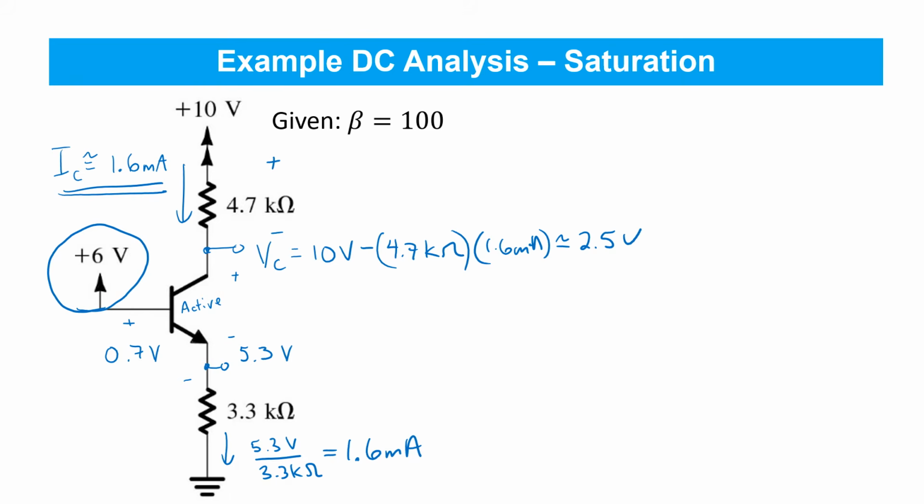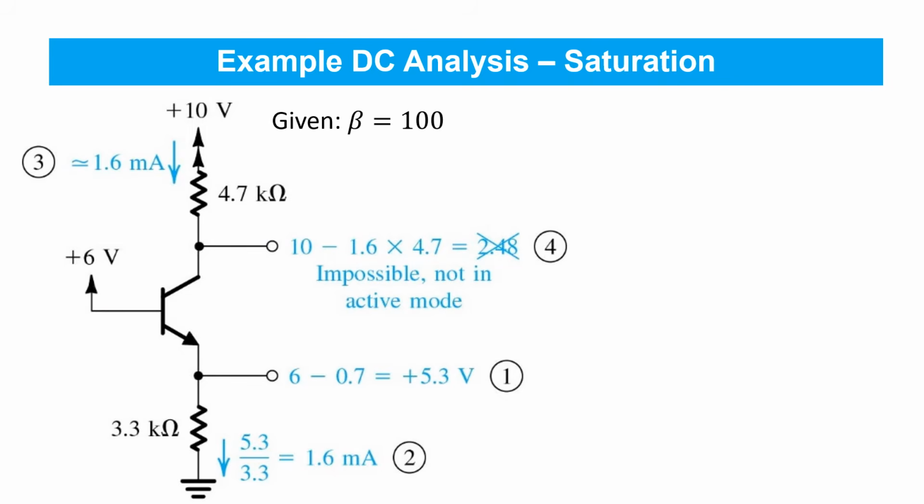But in order for this transistor to be in active mode, this collector-emitter voltage should be at least 0.3 volts. But in fact, it's below 0 volts, it's negative. So we're certainly not in active mode here. And therefore, the analysis needs to be redone, adopting a different model. So the calculation steps are just repeated here.